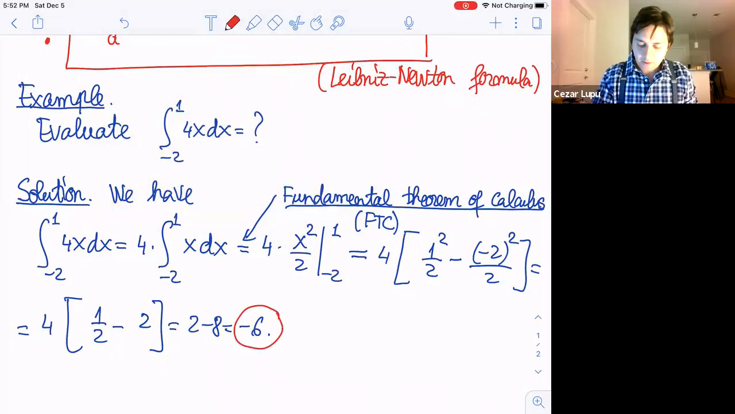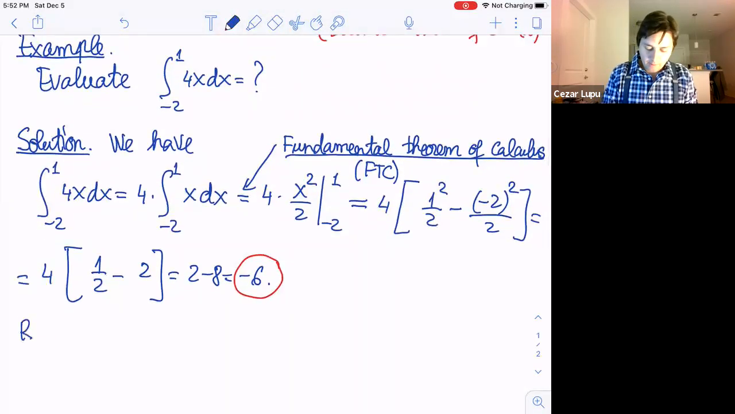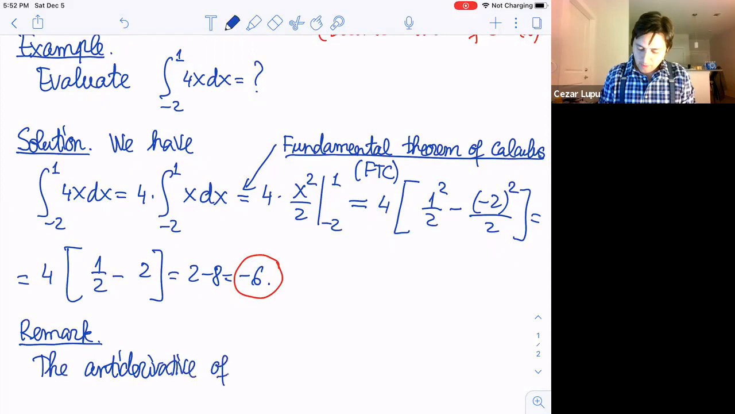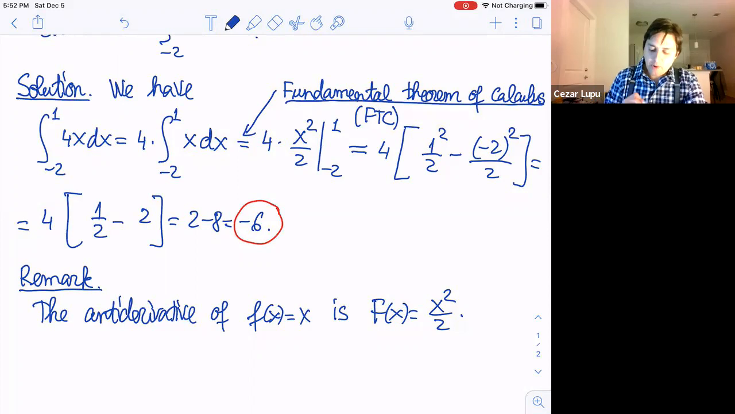And in this case, let me give you a bit of an explanation. Keep in mind that the antiderivative, so remark, the antiderivative of the function, let's say f of x equals x, is capital F of x, which is x squared over 2, right? Because capital F prime of x is f of x. All right. Now, let me point out another remark.